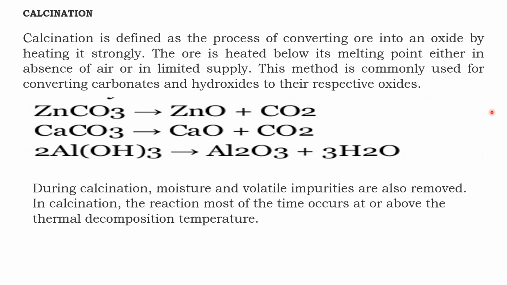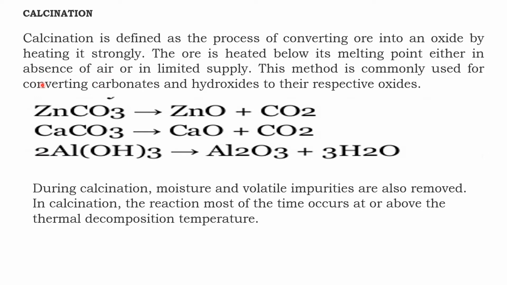The first pyrometallurgical process is calcination. Calcination is the process by which we usually convert hydroxides and carbonates, by heating at high temperature, to the corresponding oxides. That means we take the ore material, carbonates or hydroxides, and heat it in the absence of air. That is the important point.